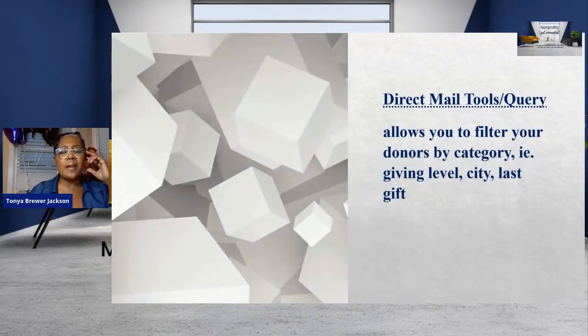All right, the next one, I will share this also. So this is important. So direct mail tools and queries. Now, I have 15 years experience working in Blackbaud's Raiser's Edge. And a lot of the things in there, I'm self-taught, and I have done training with them, and I've trained in their software.